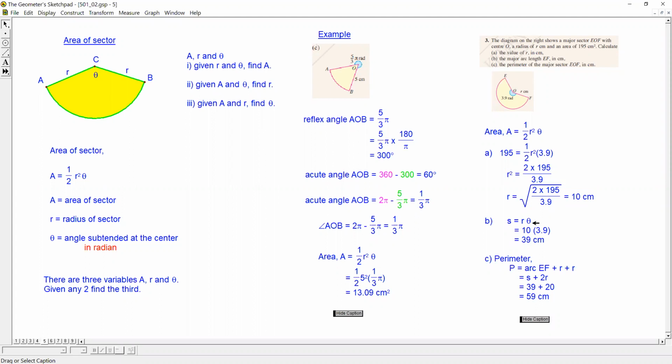Then you put in all the numbers that you know. R you found earlier here 10, then put inside. Angle given in the question 3.9, put inside. So you have 3.9 times 10, 39 cm. So if you want to find the perimeter of this yellow color, how many lines are there? 3 lines. One is the arc, one is the radius, and the other one also radius. So you add the arc plus radius plus radius. So 39, given here 39, radius here, then add them up, answer is 59.